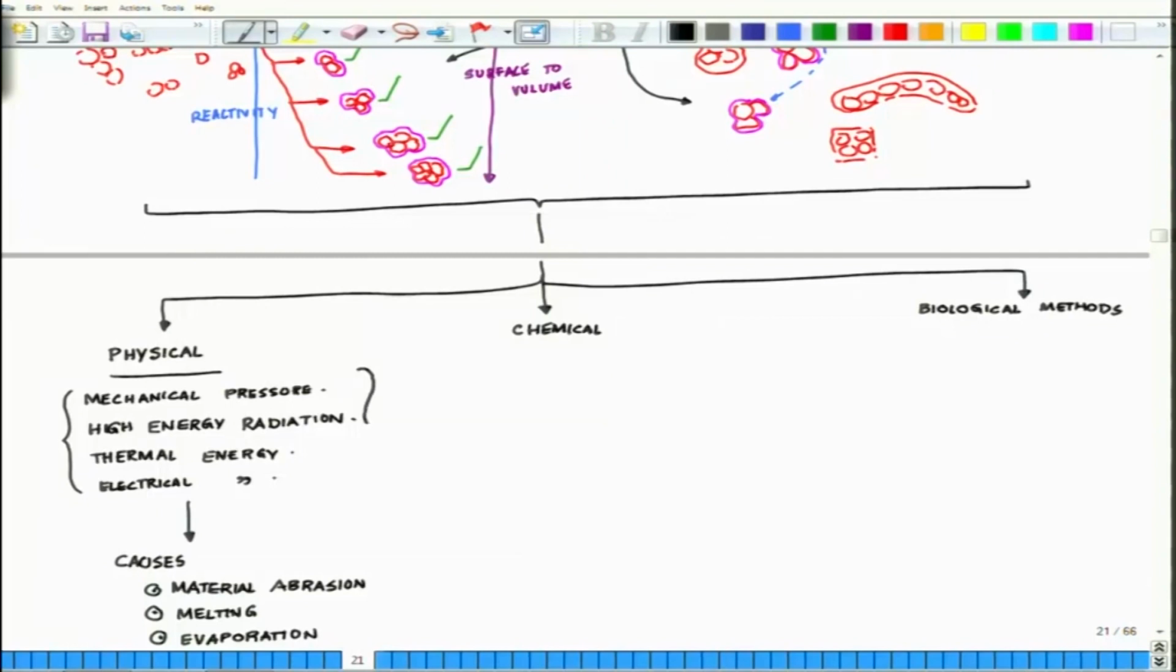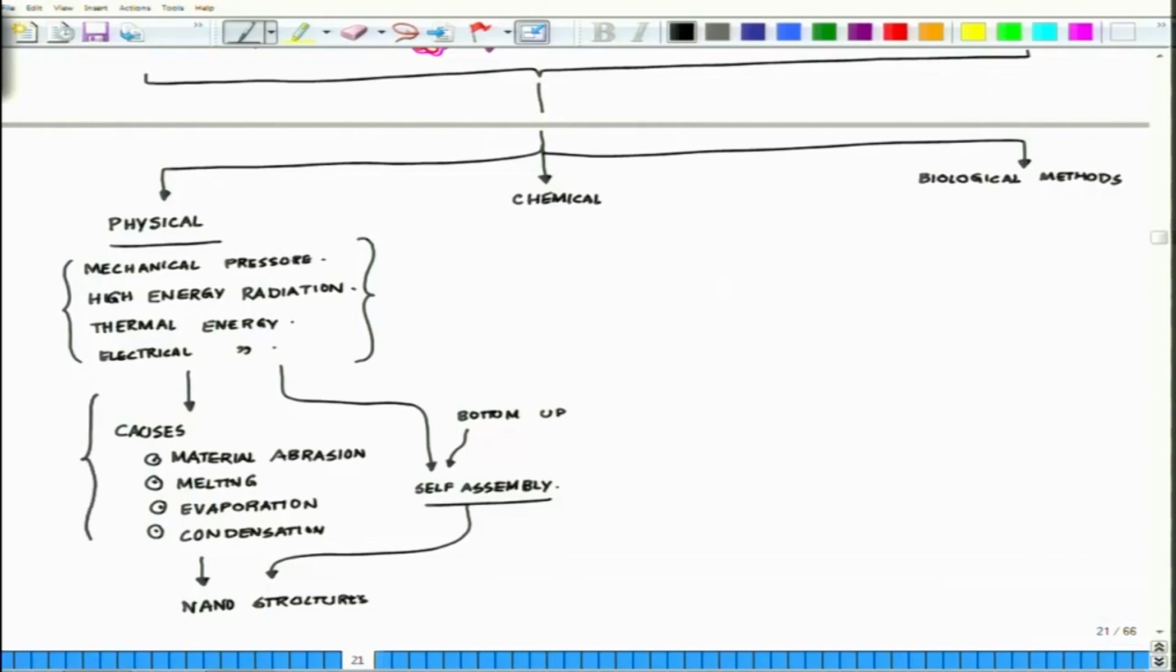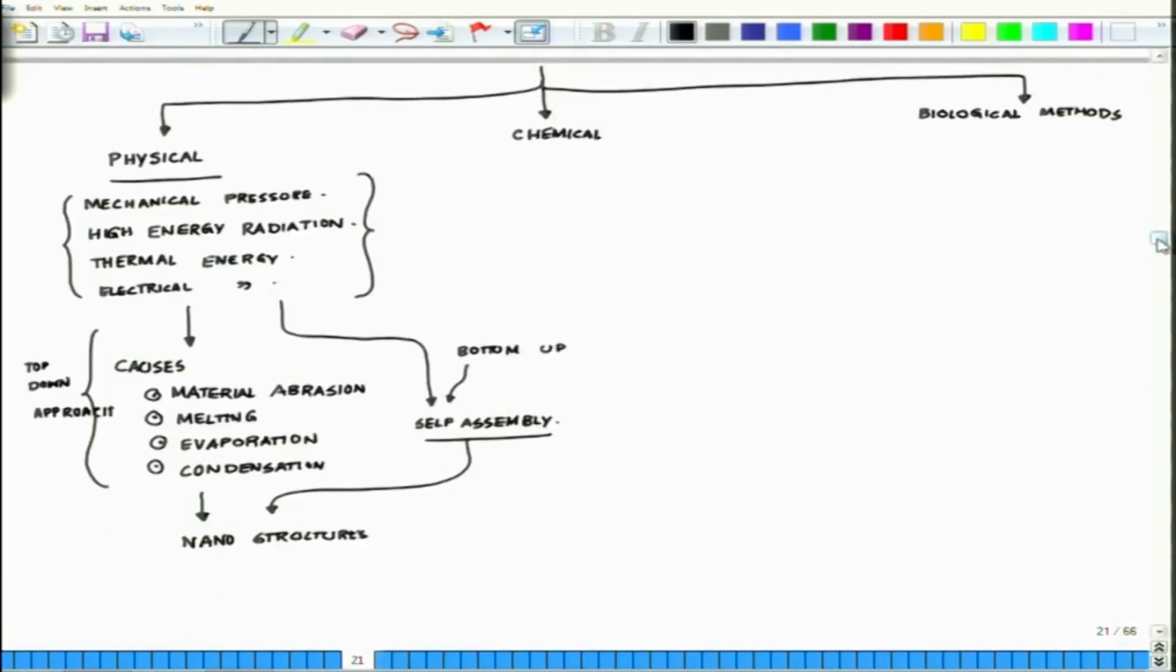So in other words, when the physical forces are used for the bottom up approach, in that situation these may cause self assembly also. When we are talking about the bottom up approach, self assembly leads to the formation of nanostructure. So this is where we are talking about the bottom up approach, and this is where these kind of things happen in the top down approach.